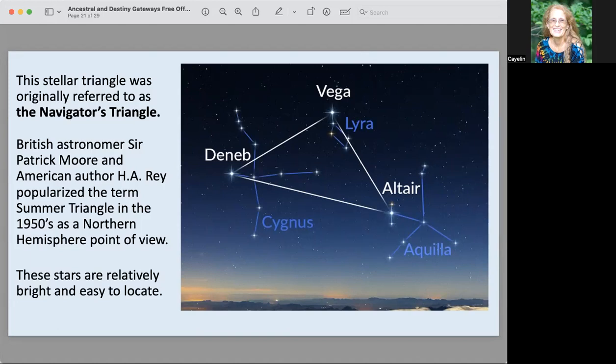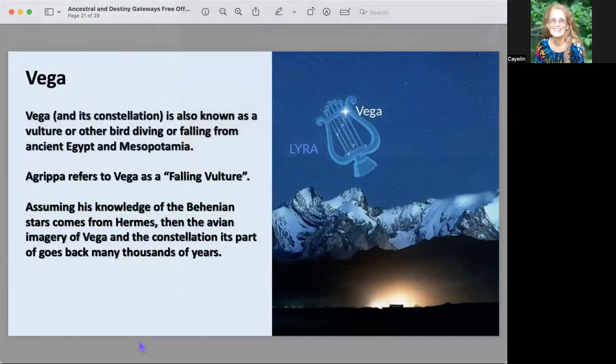So it's pretty recent as a northern hemisphere point of view, because of course, it's the triangle we see in the summer from the northern hemisphere, not so much from the southern hemisphere. And they're easy to locate because they're so bright.